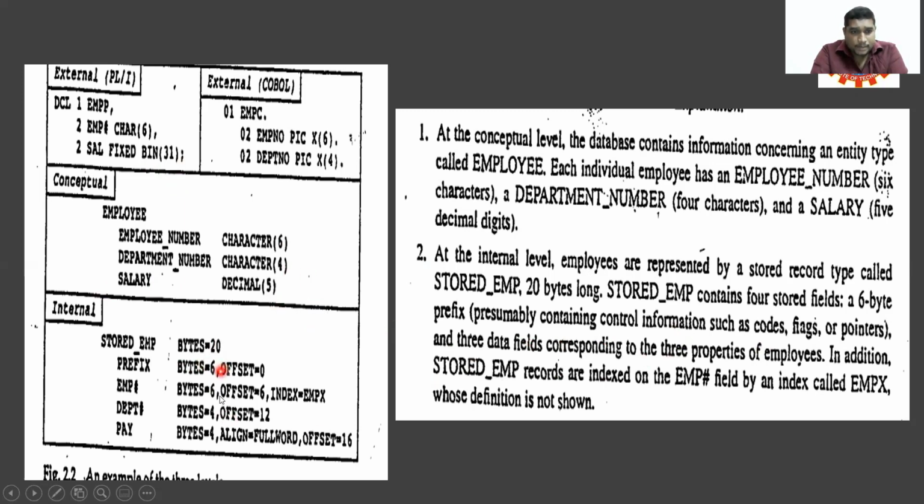So 6 plus 6, how many? 12. 12 plus 4, 4 plus pay. This is 4 bytes. Here they gave 4 bytes. Here they have given it as 5 bytes. So if you take it, it is 5 bytes. Total it is 21. Okay. If it is 4 bytes, it is 20 bytes. I think you can understand what I'm saying, right?